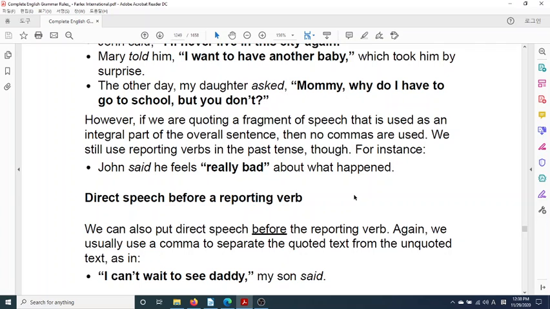We still use reporting verbs in the past tense, though. So, for instance, John says he feels "really bad" about what happened. Did John say, "really bad"? No, John probably said something really long. John might have said something like, "To be honest, that car accident is really my fault. I feel really bad about it, and I want to get better, and I really want to be more careful in the future." That's so long to report. Really, what's important is that he feels bad, right? So that's all you quote. John said he feels "really bad" about what happened, right? The rest of the quote, you don't really need it.